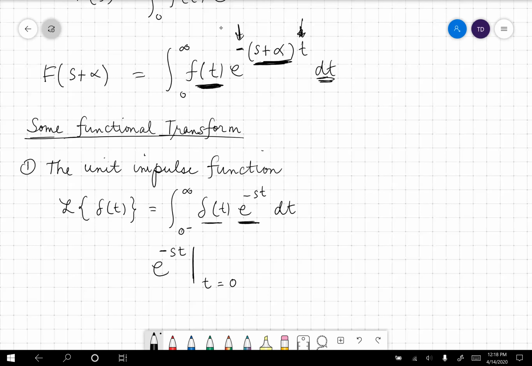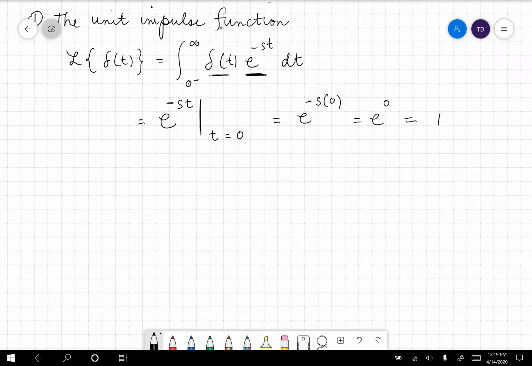And so that is equal to e to the minus s times 0, which is equal to e to the 0, which is equal to 1. So there is our very first Laplace transform. The Laplace transform of delta of t is 1. It's our first one. Now we're going to try to build up a table of these.